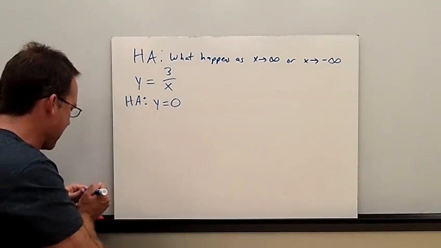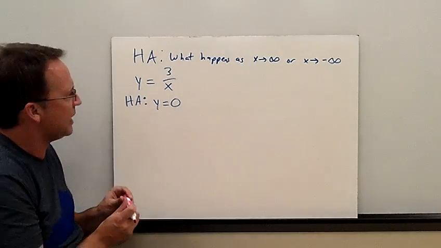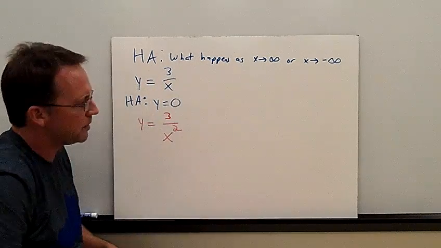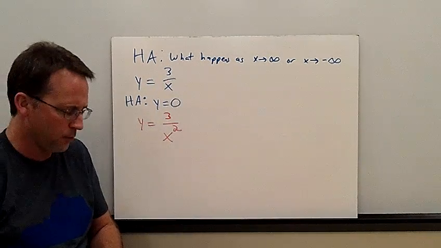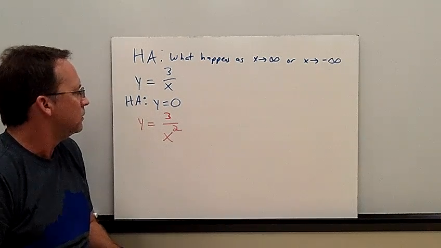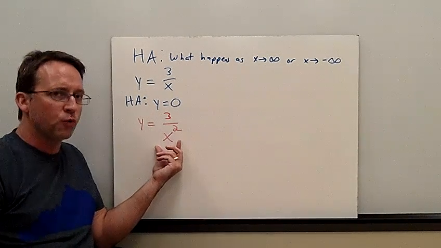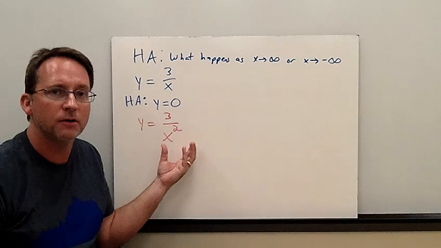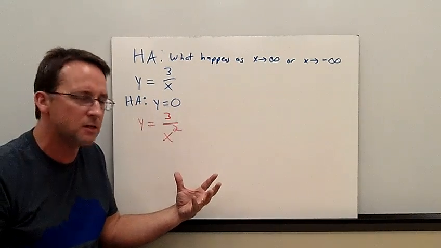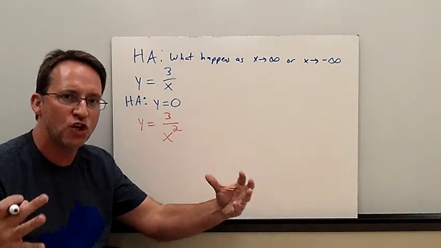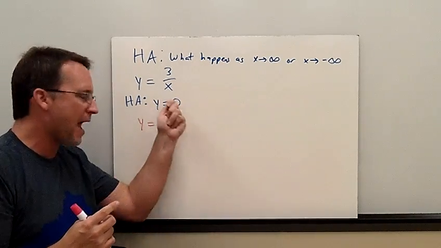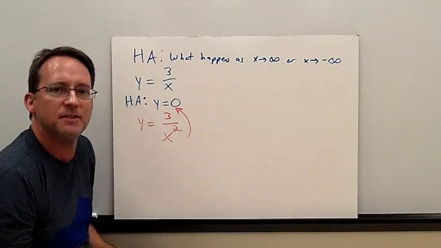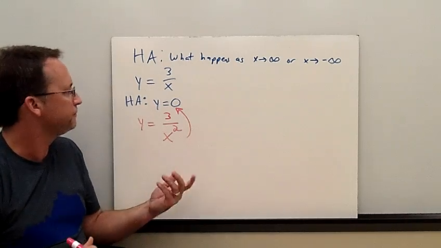Now, what if I change that and said instead of 3 over x, 3 over x squared instead? What would happen if you made x really, really big? Well, it would still make the denominator really, really big. In fact, the denominator would get even bigger faster. 1,000,000 squared, 1,000,000,000 squared, these are enormous numbers. 3 divided by that big giant number, that fraction is approaching 0 again. So once again, this graph would have the same horizontal asymptote, y equals 0.